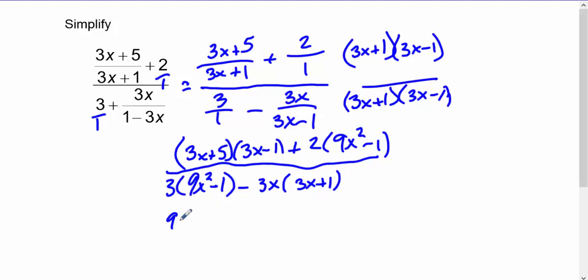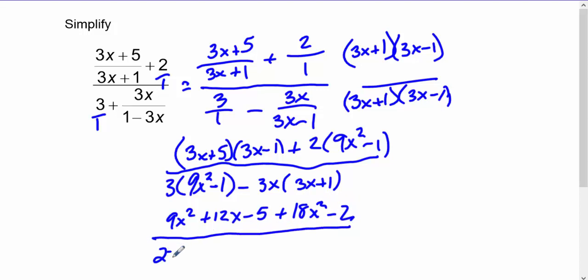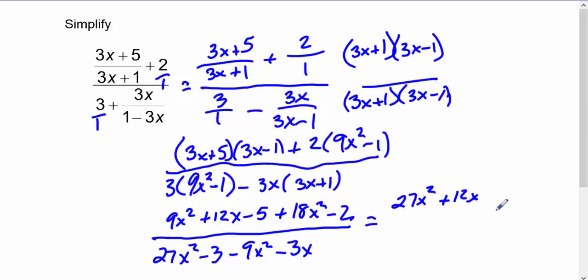All right, now the foiling comes in. There's my 9x squared. Negative 3x, positive 15 gives me a positive 12x, minus 5, plus 18x squared minus 2. That's all over 27x squared minus 3 minus 9x squared minus 3x. Clean it up. It's looking to be 27x squared plus 12x minus 7. I don't know if that's going to factor.